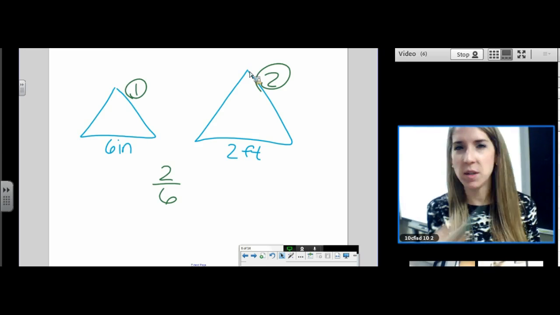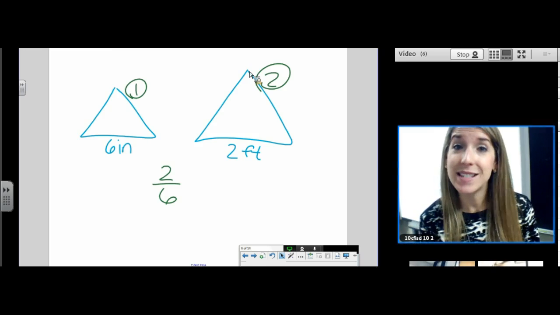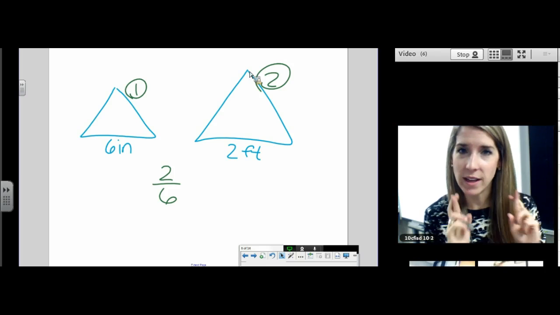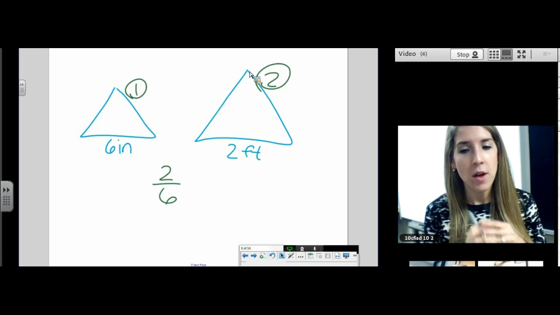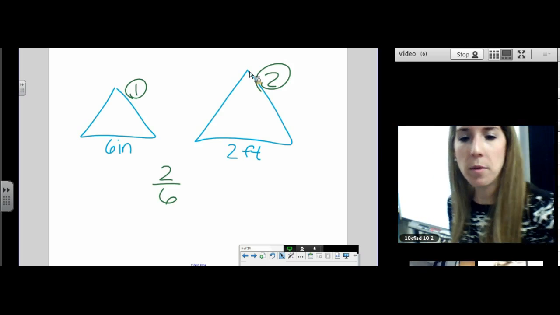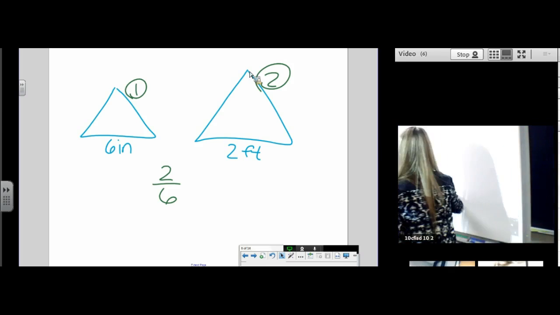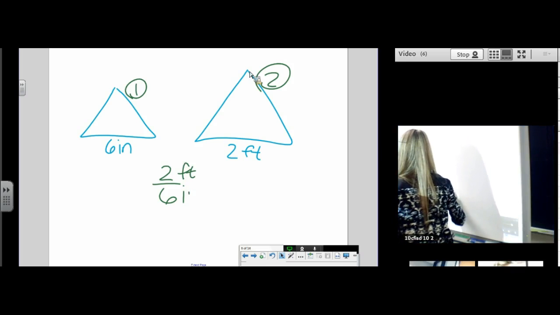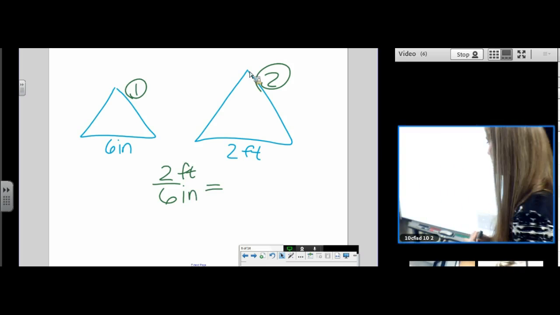Now, when you're cross-multiplying, units don't matter because they're going to cancel out. Almost always in our class, they have canceled out. So, in a scale factor, it does matter. In a proportion, it doesn't matter. So, what would be the scale factor if it's 2 feet over 6 inches? What would the scale factor be?